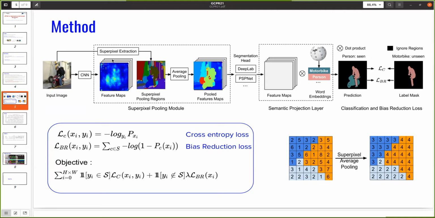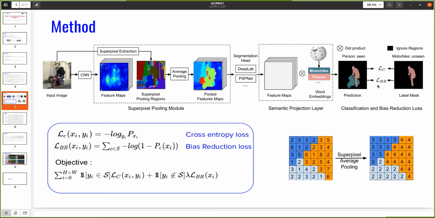Once we have extracted the superpixels, we perform superpixel average pooling on these features. On the right-hand side below, we see superpixel average pooling, which is actually for every superpixel pooling region. What we do is we do average pooling of all the pixel features of that pooling region, and we assign each pixel the pooled value. Once we have the pooled feature maps, we project these feature maps onto the word embedding space. And after that, we obtain the logit scores, and we can have different losses on these logit scores.